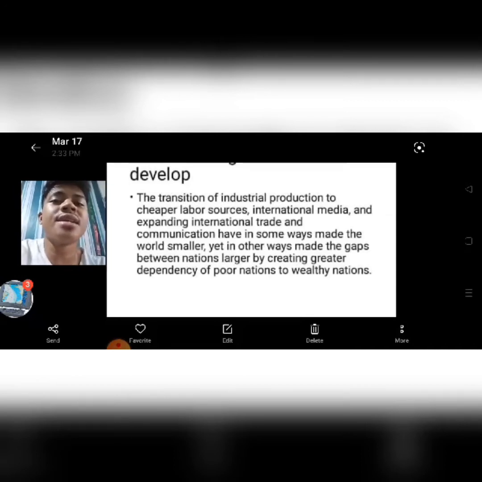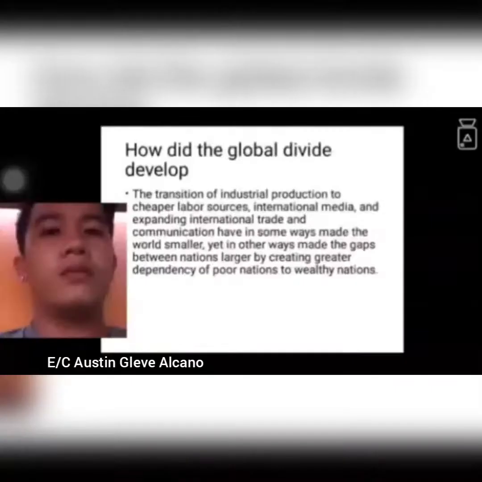So lastly, the difference of north and south. The north is the first world and a richer and more developed region. 95% has enough food and shelter. And the south is called third world. It's a poor and less developed region, and 5% has enough food and shelter. So that's all. Thank you.